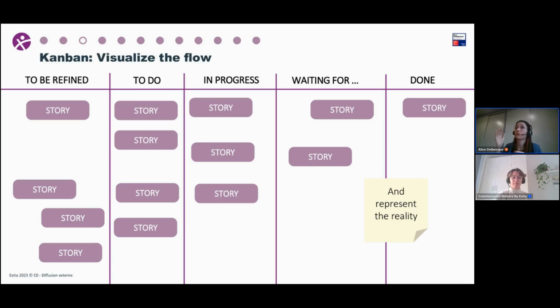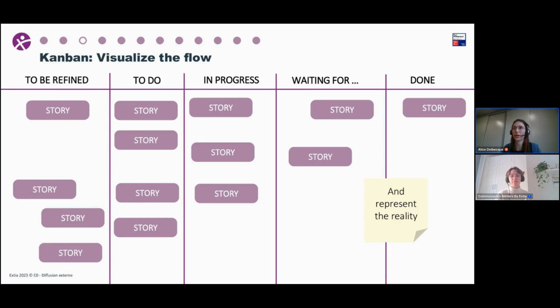Like, for instance, when your work is in progress, that means that first you are analyzing the work, then you are implementing the work, after that you are testing the work, after you are writing the documentation, and at the end it will be waiting for and done. So really, in Kanban, we try to have the most precise workflow possible in order to see where we are in our work.